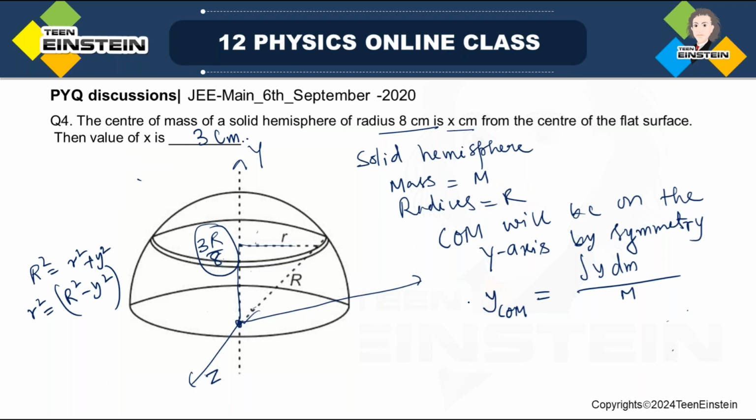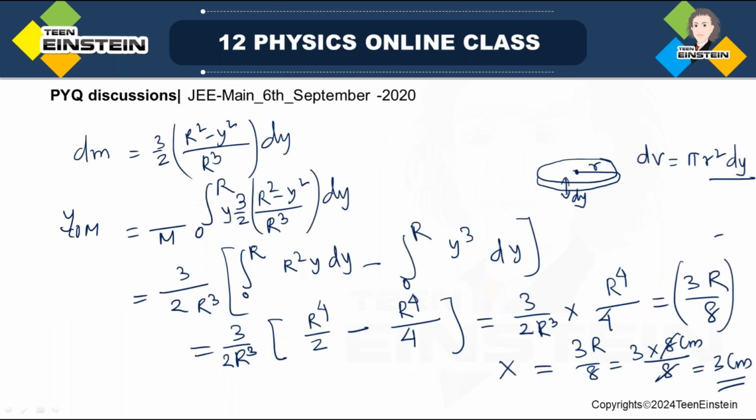So the main point over here is how to find out the center of mass coordinate for this hemispherical solid sphere. Okay, solid hemispherical sphere. In case of a shell, you have to take a ring instead, so you have to take 2 pi r dy as the element. You have to take the volume as this, or you have to take the area instead of taking volume. Okay, all right, so this is done.